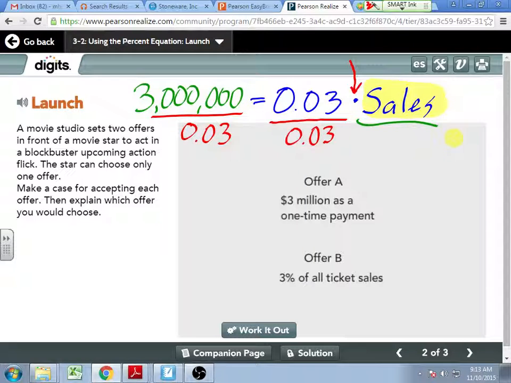What do you get? What's your actual number? 100 million. Yeah, it's 100 million. So if the movie was projected to only make $80 million, offer A would be better. If the movie was projected to make $200 million, offer B would be way better.